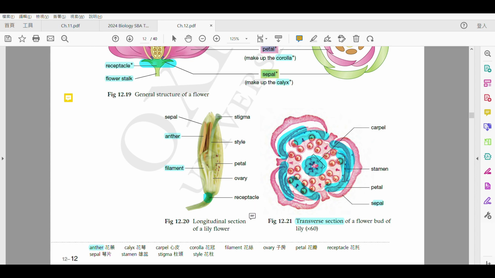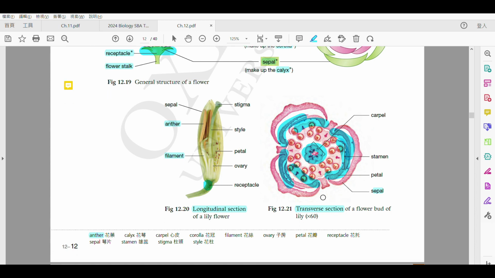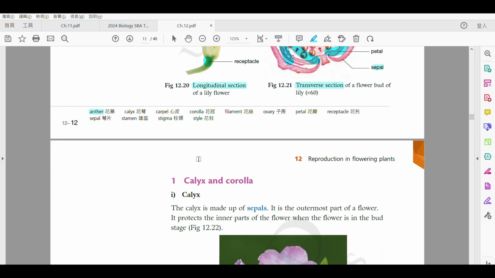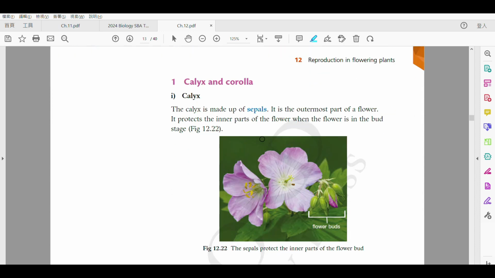Okay, so that's all. Two more things: remember the transverse section and the longitudinal section. If there is no question, let's move on. The next section, we're going to introduce different structures one by one. First one, calyx and corolla.